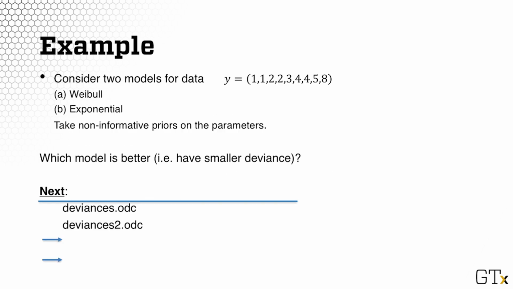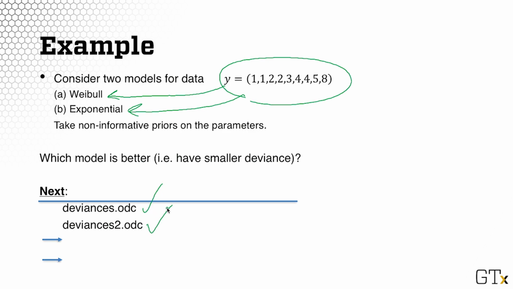Let's take a look at how the deviance criterion works in fitting this data with two candidate models. For this data set, I propose two models: to fit it with a Weibull and to fit it with an exponential, and to see which one is better. I will take non-informative priors on all parameters in these two models. I will have two small ODC files, deviances ODC and deviances 2 ODC, and see which deviance is smaller and which model performs better. Whenever I have a discussion of ODC files, all these files will be available in the repository, and you can try running them for yourself.